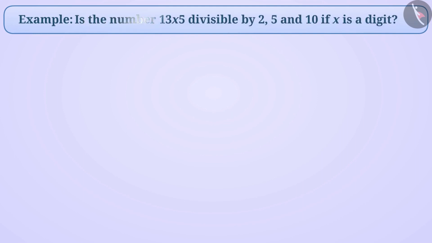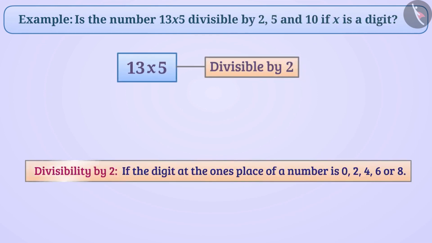Next example. Is the number 13x5 divisible by 2, 5 and 10 if x is a digit? The divisibility rule for 2 tells us that if the digit at ones place of a number is 0, 2, 4, 6 or 8, then the number is divisible by 2. As we can see, the number has 5 at its ones place, which is not a digit from 0, 2, 4, 6 or 8. So this number is not divisible by 2.